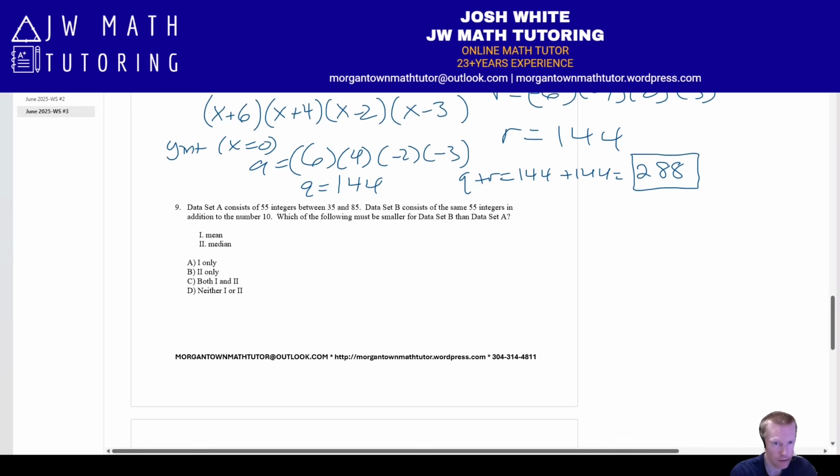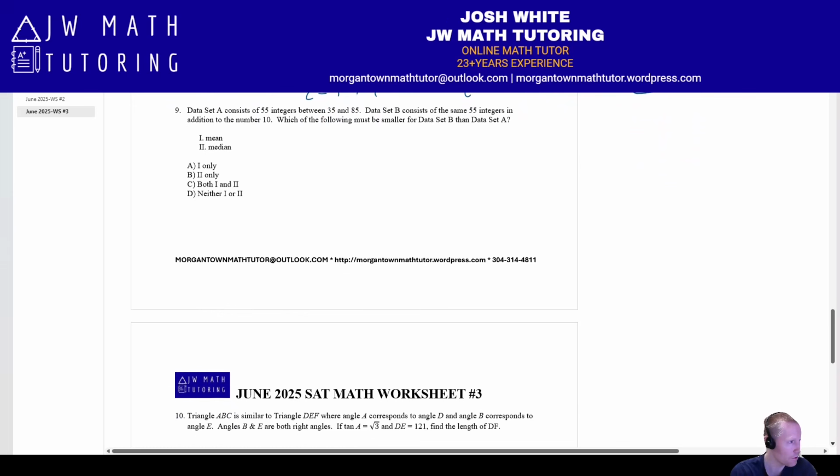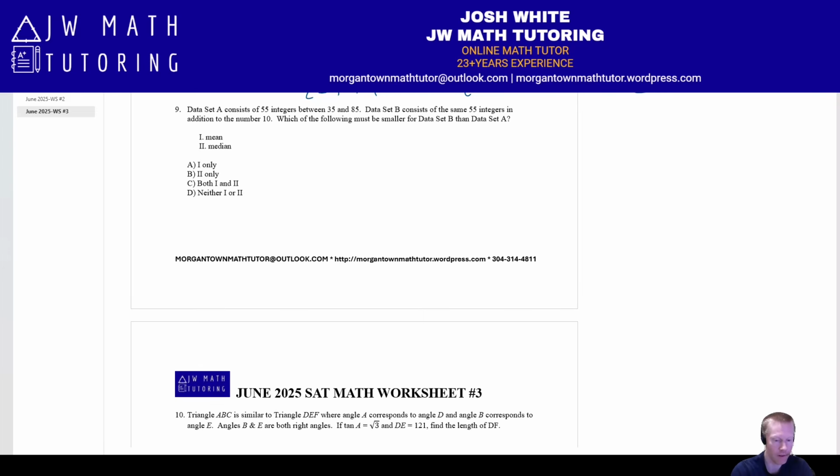All right, next, let's look at number 9, the bottom of the page. There have been lots of problems similar to this previously. Maybe not this exact wording or these exact numbers, but the whole idea of you have a data set, you do something to the data set to change it. Maybe it's adding a value, maybe it's increasing every value by a certain number, or something like that. And then they ask, okay, what has changed or what is different between the first data set and the second one?